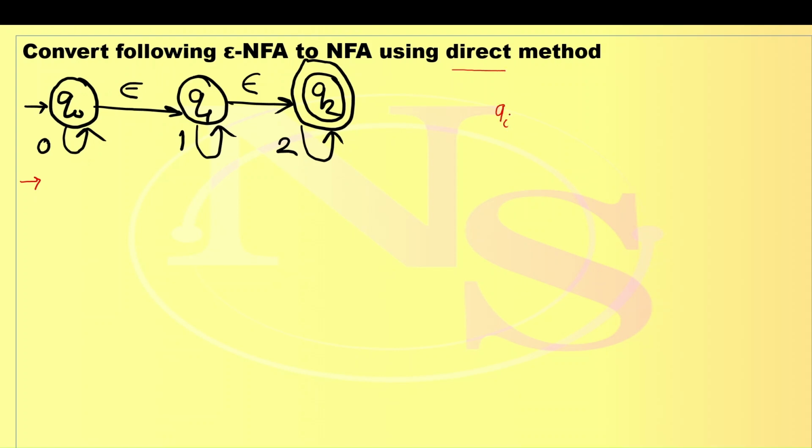First, let's understand it. For example, suppose there are two states Qi and Qj, and these states have an epsilon transition in between. Now, what are the two rules? One rule says that if there is an epsilon transition between two states, and Qj is the target state and is a final state, then Qi becomes final. Simple one. If there is an epsilon transition from Qi to Qj, and if Qj is final, then Qi becomes final. This is the first rule.